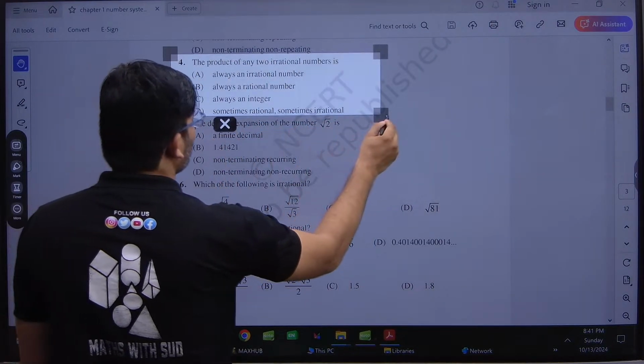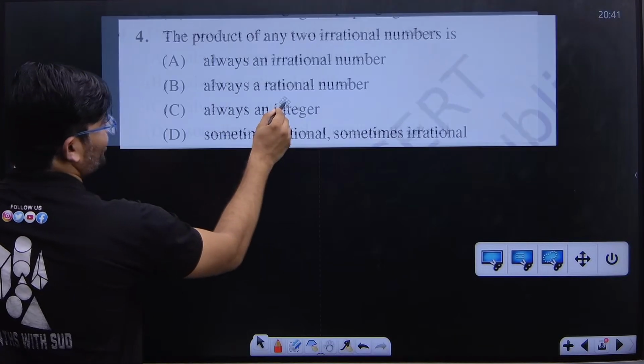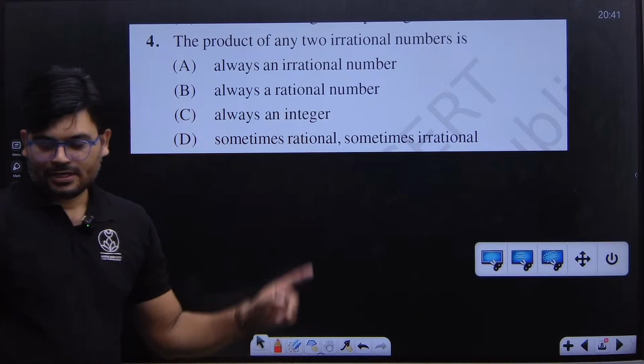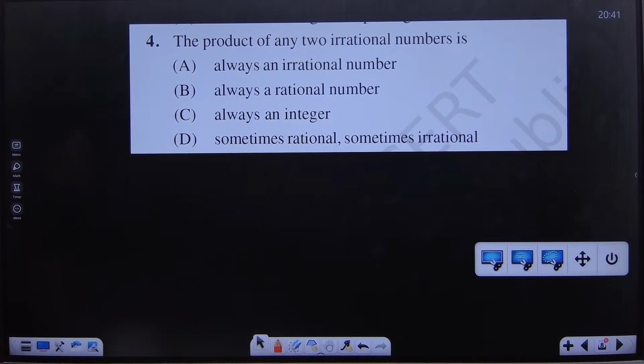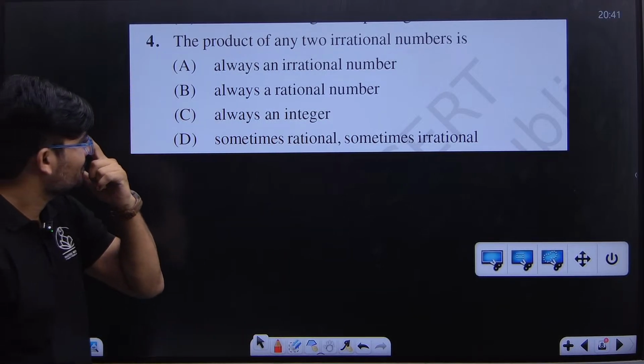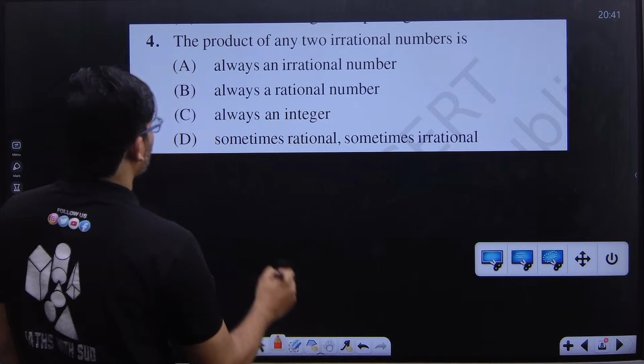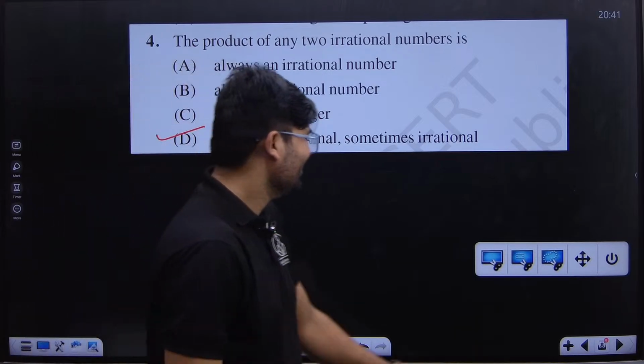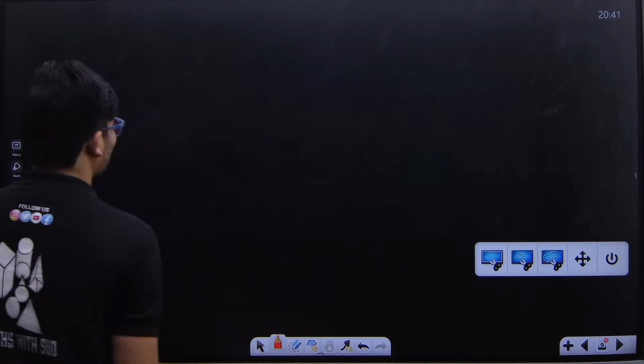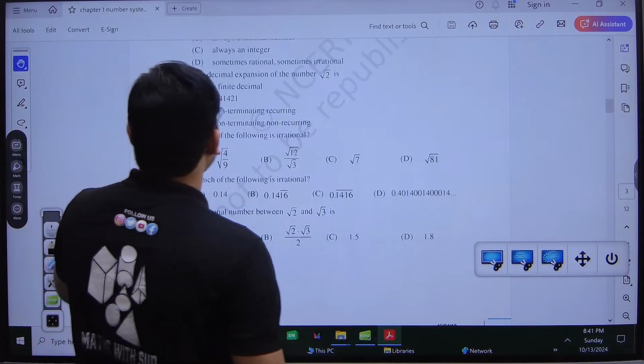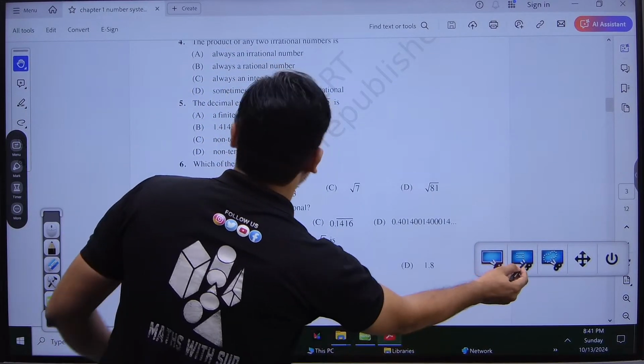Now, very important question. Okay, your conceptual knowledge. Sometimes rational, sometimes irrational. Good, remember this one. Okay, so there is more to come.